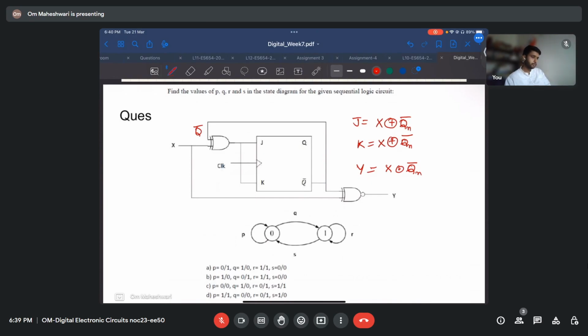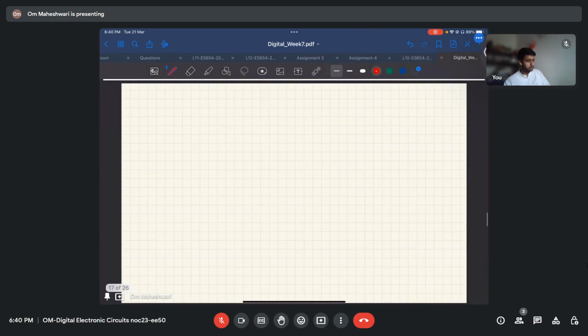Okay. So let us make the table for this. X, Qn, Qn bar, J, K. We need Qn plus 1 and Y. These two we will fill later. First let us fill these. 0 0 0 1 1 0 1 1. So Qn bar will be the opposite of this. 1 0 1 0.